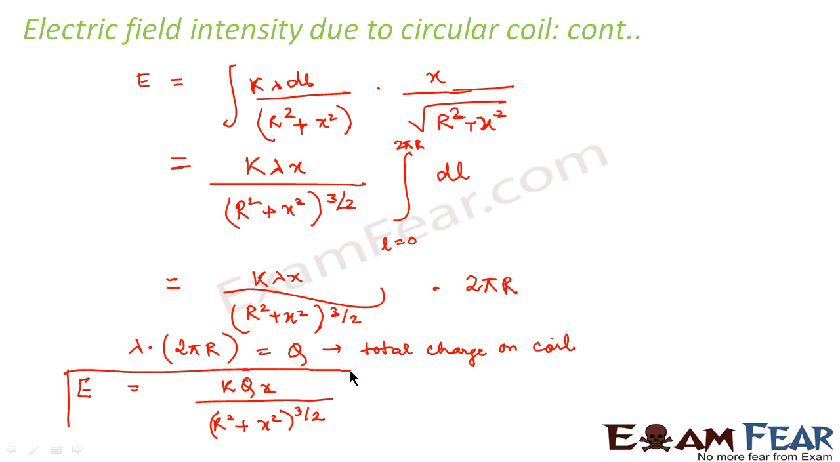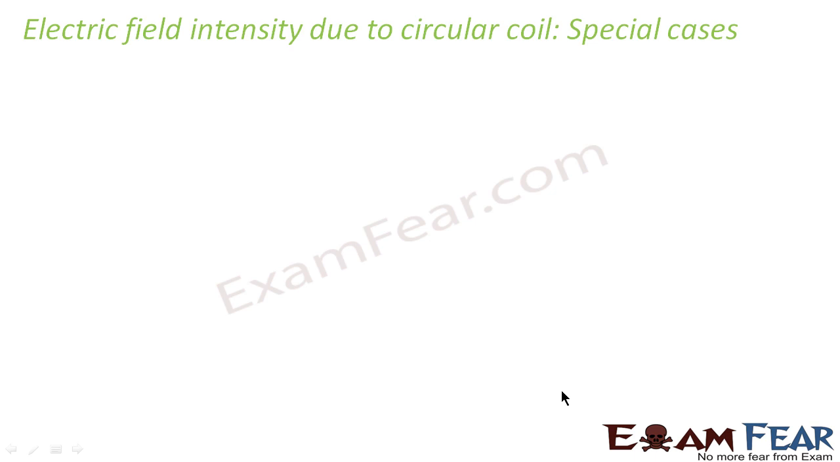So this is the electric field at any point due to a charge on a coil. And this electric field will act along x axis. Right? Obviously, because the y components got cancelled. So the electric field will act along the x axis. So now after looking at this, you would have understood that the approach remains the same. Even though the object changes, the approach of finding out the electric field still remains the same. Now let us look at certain special cases based on the expression which we found just now.